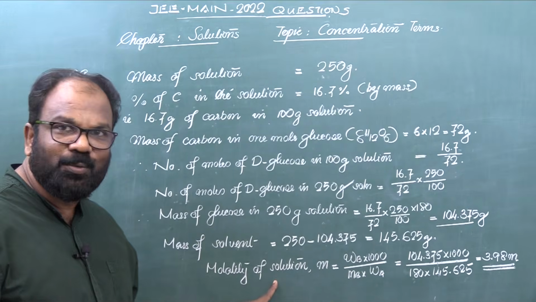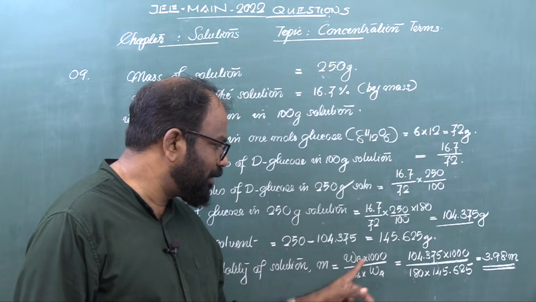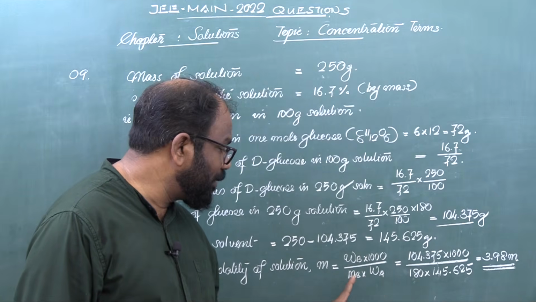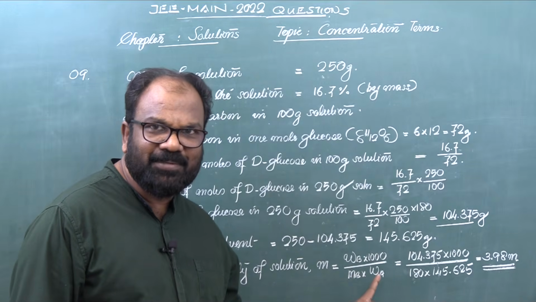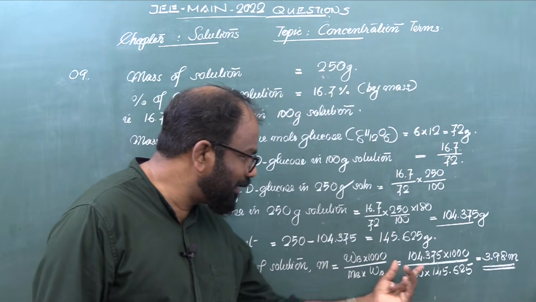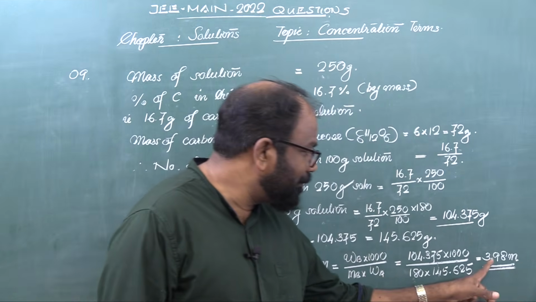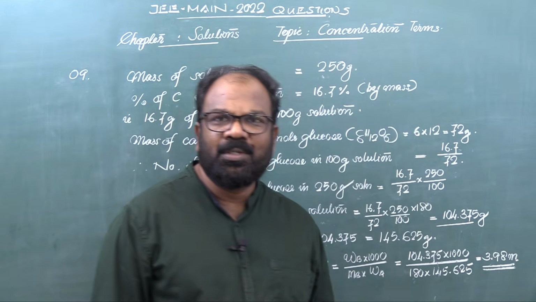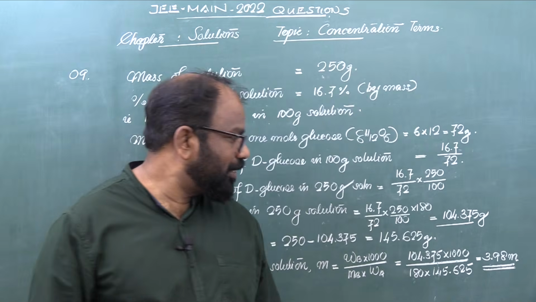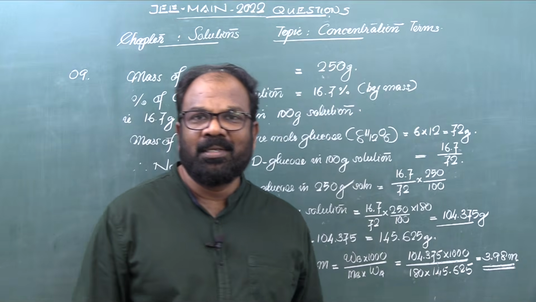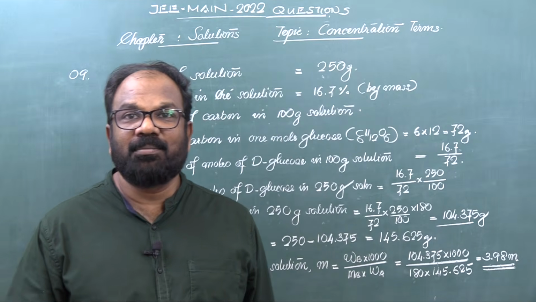Therefore, molality of the solution is equal to weight of solute into 1000 divided by molecular mass of solute into weight of solvent. Substituting these values, we will get 3.98 molal. So here the molality of the solution is 3.98 molal. Here the answer is option number 2.